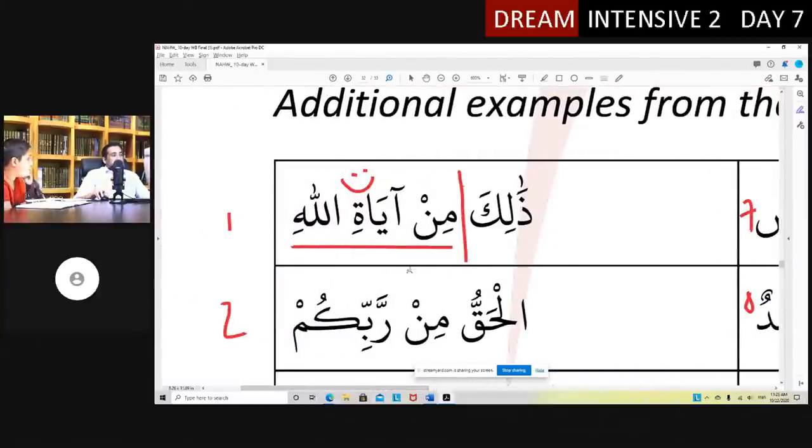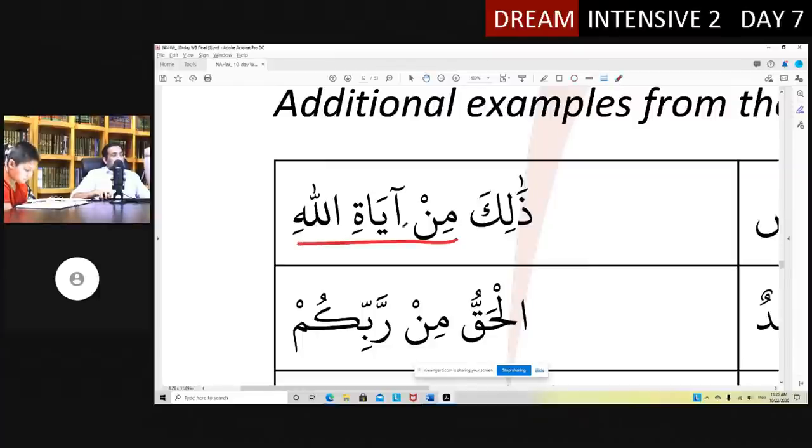Okay. Dhalika min ayatillah. What do you think? What happened here? I already drew the line, but why did I draw the line here? Maryam, can you think of why? Because min and ayati and Allah, they're connected. Right. So that's why I drew a line under them, because they're all connected. But why did I draw this line right here?